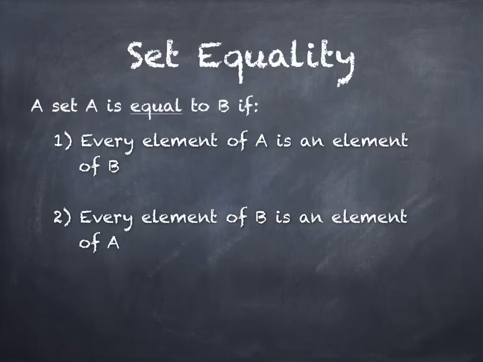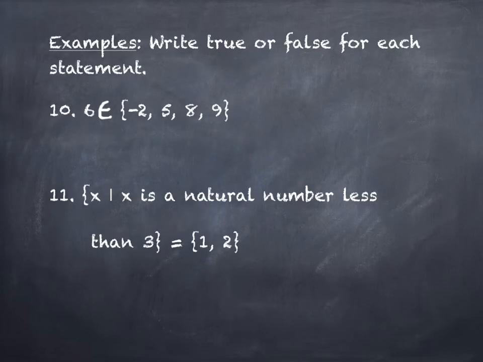All right, we have an example of this. What we're going to do is write true or false for each statement. The first statement is not about set equality. The second statement is. So let's do the first one first. Number 10 says 6 is an element of the set containing the numbers -2, 5, 8, and 9. Is that a true statement or a false statement? False. This one's false.